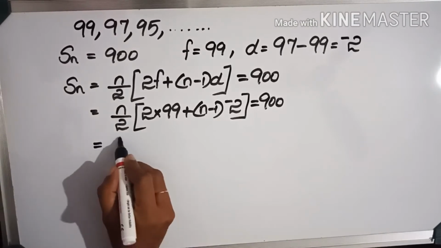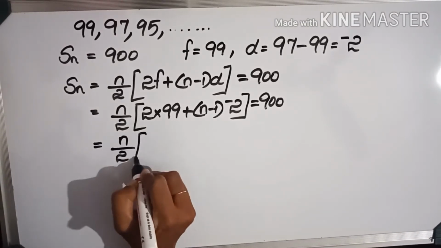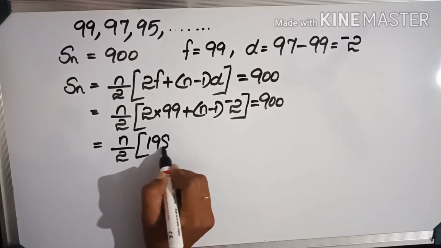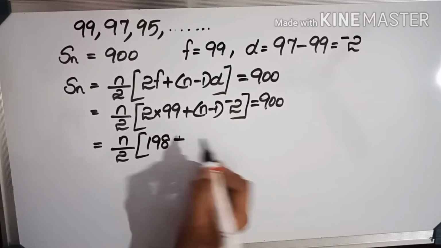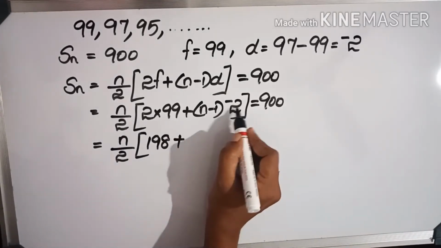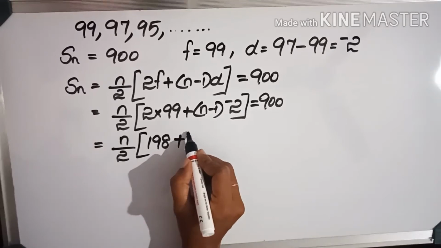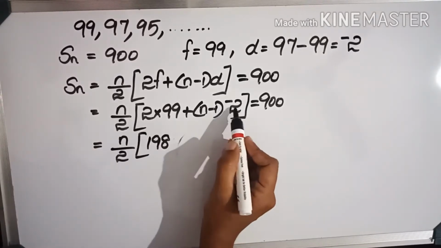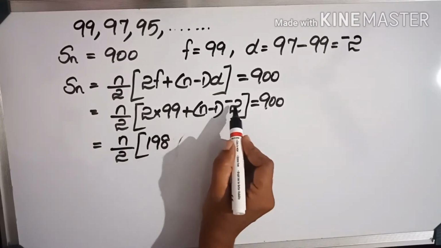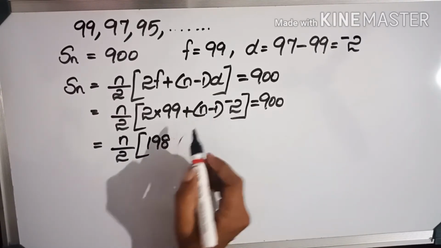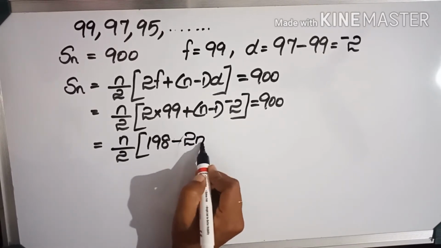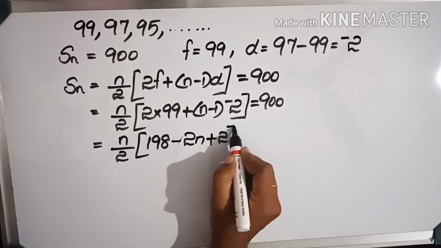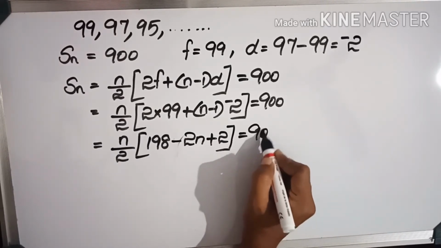Now in the next step, n by 2, 2 into 99, that is 198. Okay, plus before that minus 2 into n. Minus 2 into n will be minus 2n. Okay, before putting the sign we have to check this also. Here positive, whatever be here negative 2 is here. So negative 2 into n, it will be minus 2n. Now minus 1 into minus 2, here answer will be plus 2. Okay, that is equal to 900.